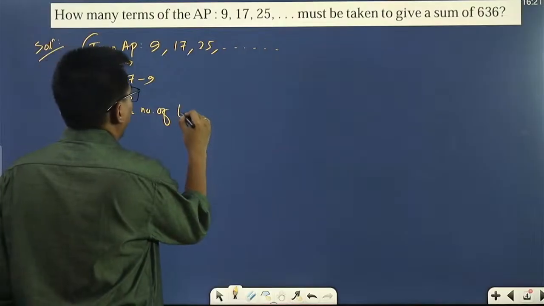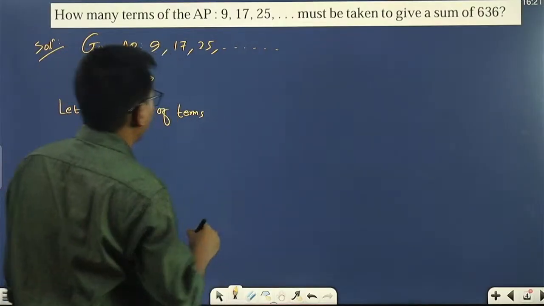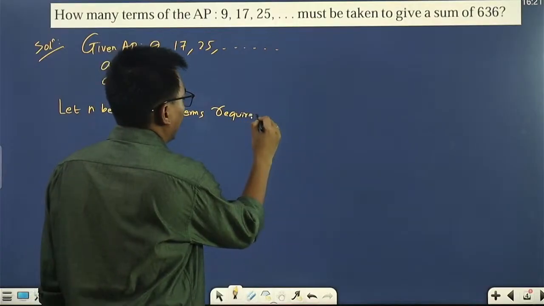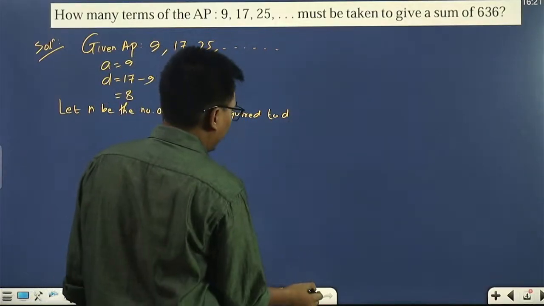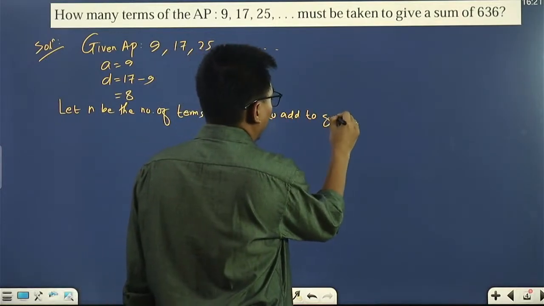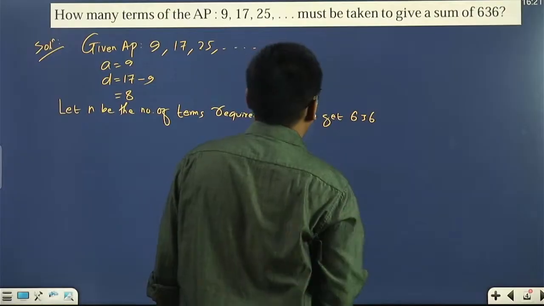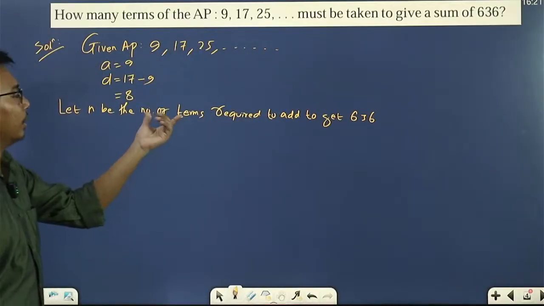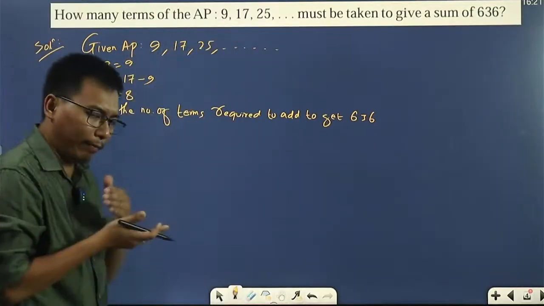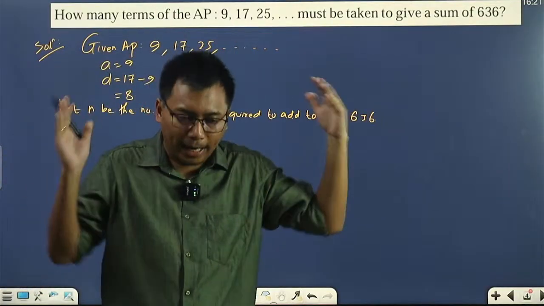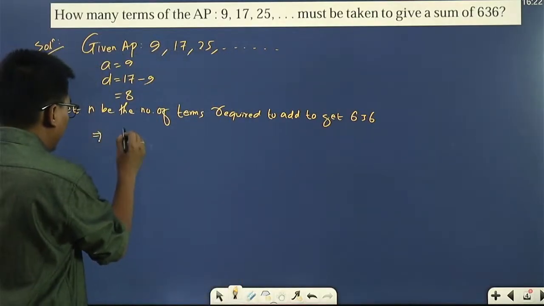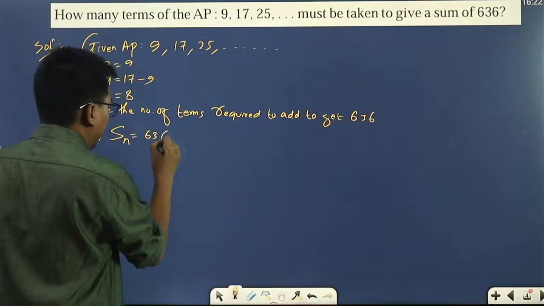Let n be the number of terms required to add to get 636. So we have considered n number of terms. If we add these n terms, we will get 636. So what does it mean? It means that Sn is equal to 636.